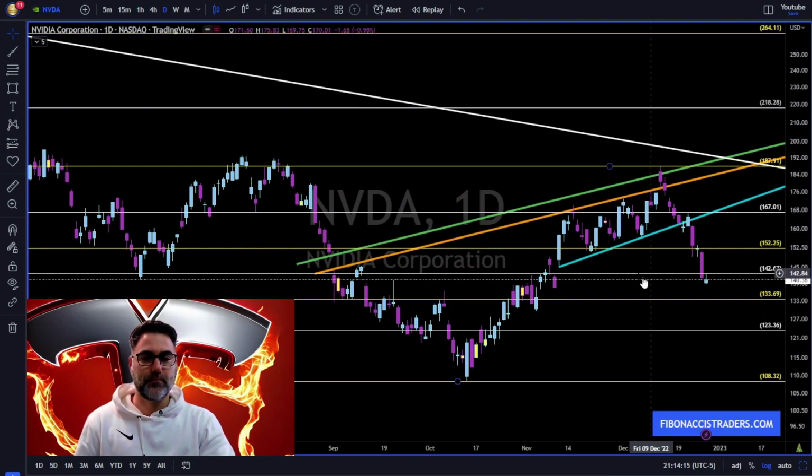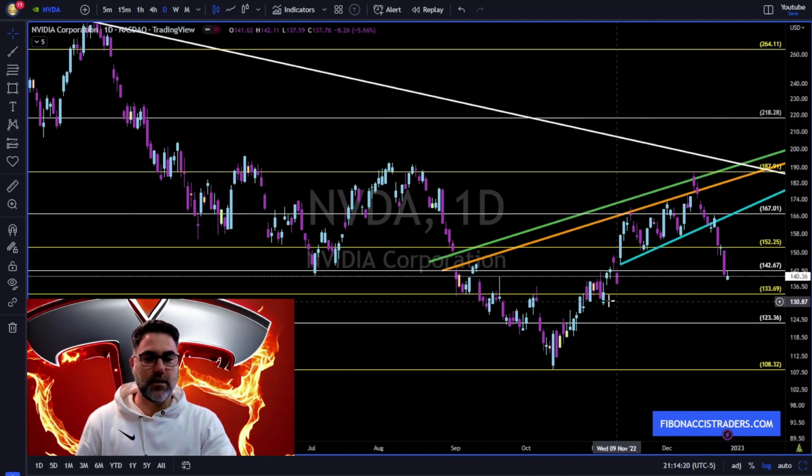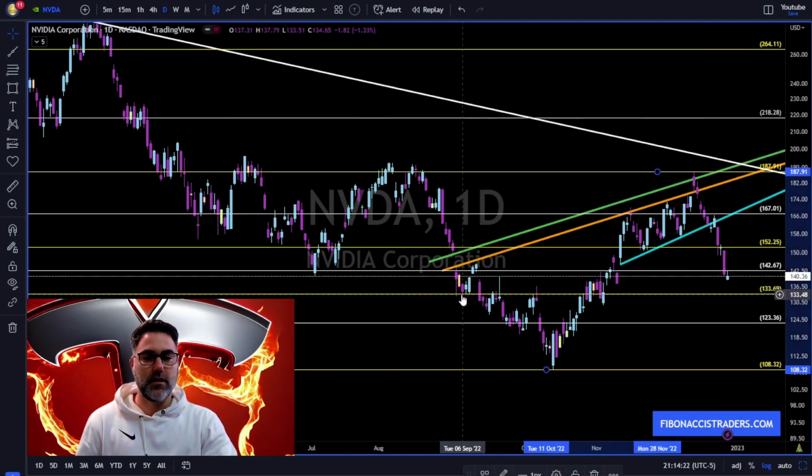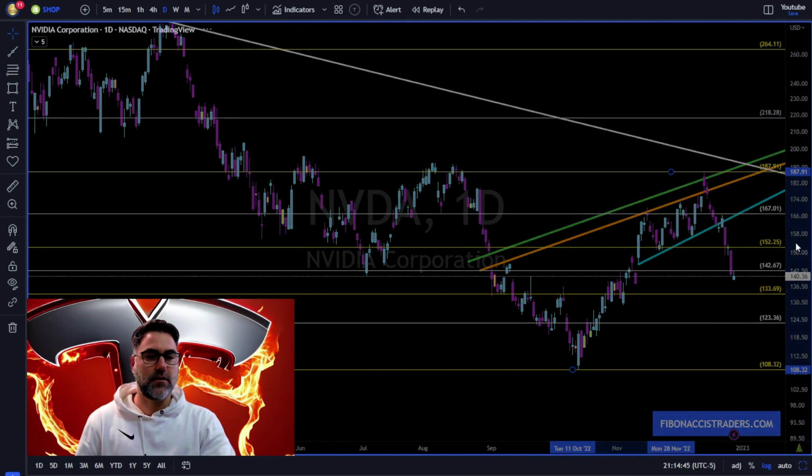Nvidia: downside continuation, 133 needs to hold. 133 is the 618 Fibonacci retracement level for this uptrend and now needs to hold. It also was a very interesting support and resistance area throughout September and October earlier this year.